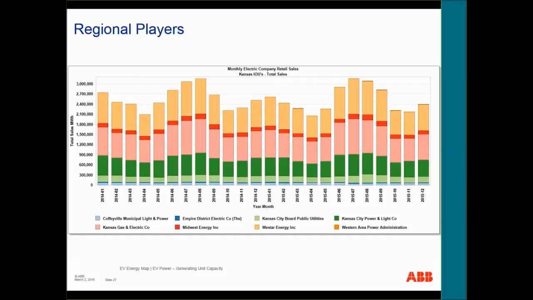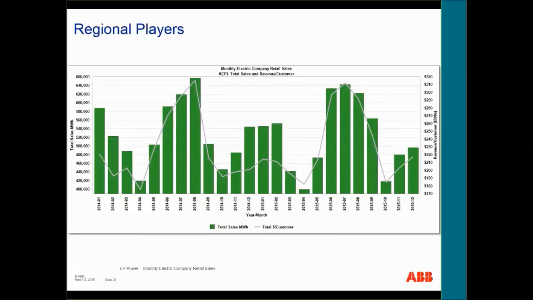Again, once you have a region in mind, it's good to identify the key players in that region. Because RPS goals are mainly based off of retail sales, it's good to know who is selling energy to the ultimate consumers and how much of it they're selling. Additional financial data allows you to take a closer look at the performance of these key players in the region. This is a cool chart that I put together on Kansas City Power and Light's total sales and their revenue per customer over the last 2 years.